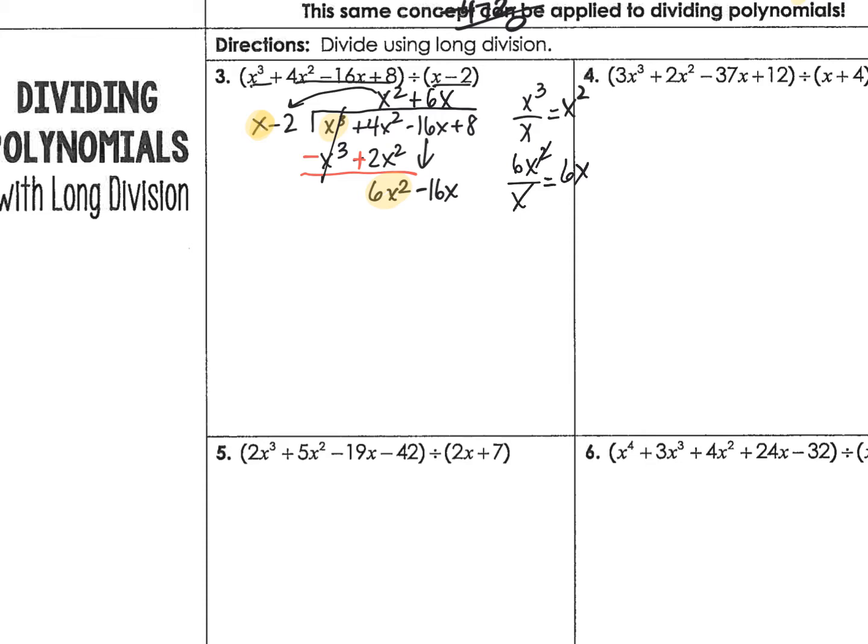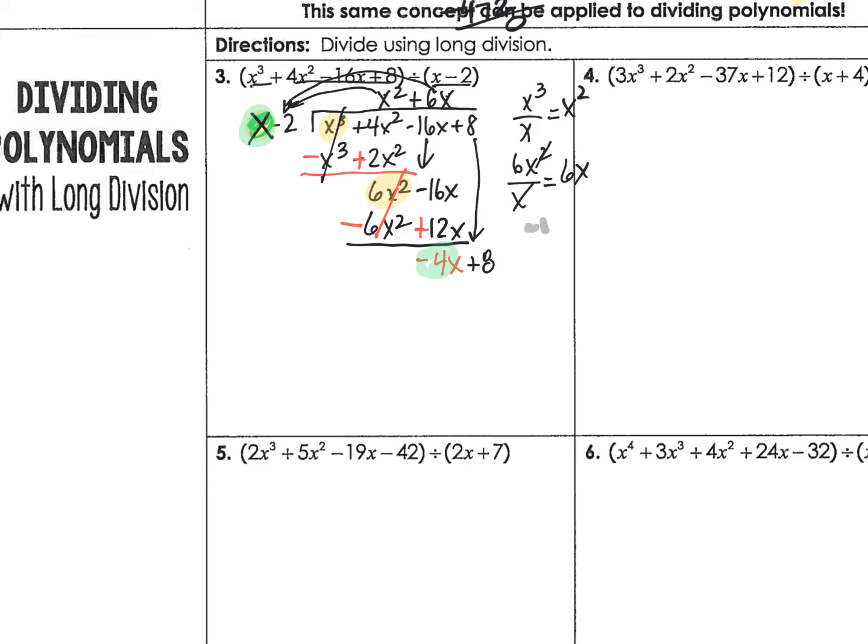Now we are going to multiply again. 6x times x minus 2. So 6x times x is 6x squared. 6x times negative 2 is negative 12x. But we have to subtract, so we have to change the signs. This goes away. Negative 16x plus 12x is negative 4x, right? And we bring down the positive 8. Now, one more time, we are going to do this, this into this time.